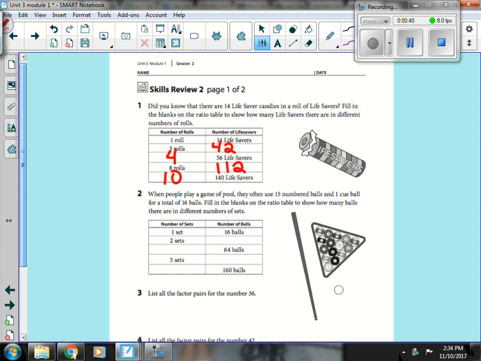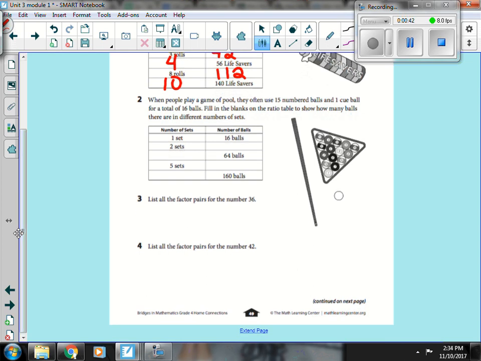For number 2, my ratio table revolves around 16. So 1 is 16, 2 is 32. I double that to get to 64, so I double it for 4. 5 times 16, or I could just add 16 more, and I get 80. And then my last one is that extended fact again, so it's 10.